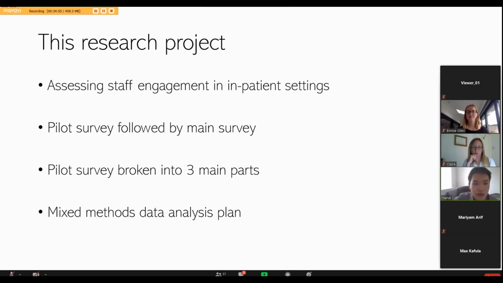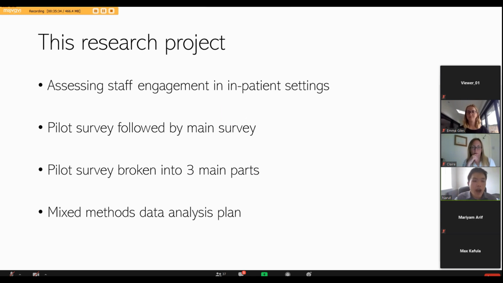This research project is essentially assessing staff use and staff engagement in the inpatient settings using this NBMI CLIP. Firstly, we had this pilot survey, which goes out, and then it will be followed by a main survey, which is part of someone else's doctorate. I'm just doing the pilot survey. The pilot survey is broken into three main parts: how the staff are interacting with the patients and what's influencing the delivery of the NBMI CLIP. The second part is about staff reflecting on how they want to be supported with their own weight management. And then the third part is about the pilot survey. But overall, people have found the pilot survey very good.